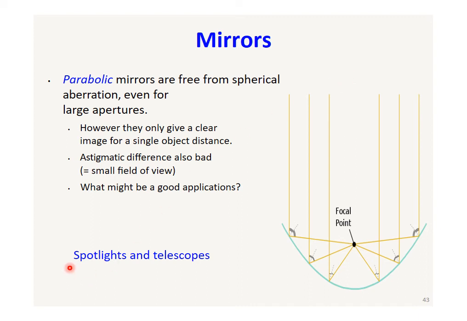But for some situations, you have a single object distance. One is the spotlight, where the object is the source of light. These days, that would be a little LED. And with a telescope, the object distance is also always the same, so that's always infinite. In this case, the parabolic mirror is going to be the way to get the best focus.